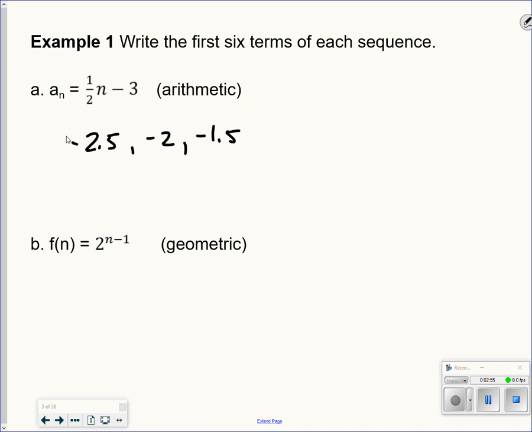This is actually an arithmetic sequence. Again, we'll be talking more about that later, but you're putting 1 in for n, 2 in for n, 3 in for n, and so on.